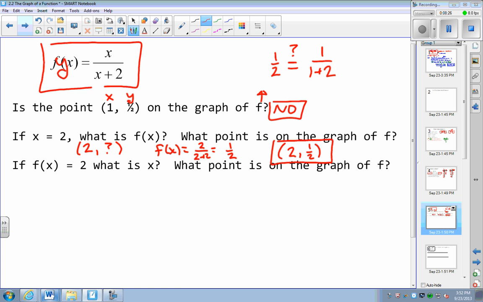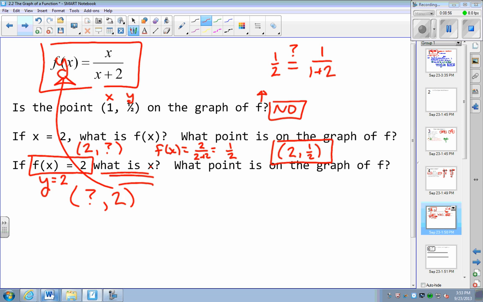If f of x equals 2, what is x? Now, what is x? So it's asking for something comma 2. If it gives you this, that's the same thing as telling you that the y value equals 2. Okay? They're asking for x, so they have to give you y. So if they're giving us that y value, we're going to throw that in right up here. So we have 2 equals x over x plus 2.